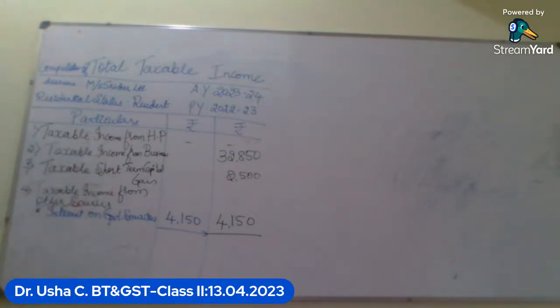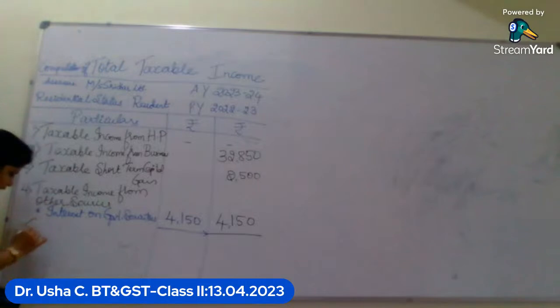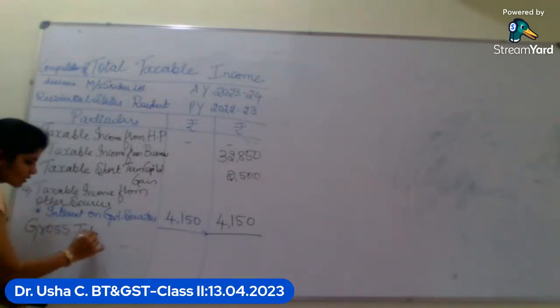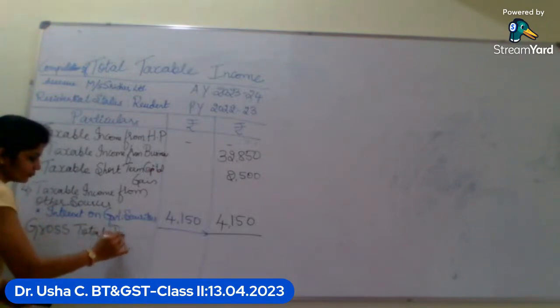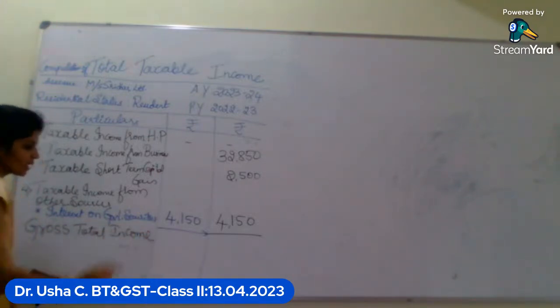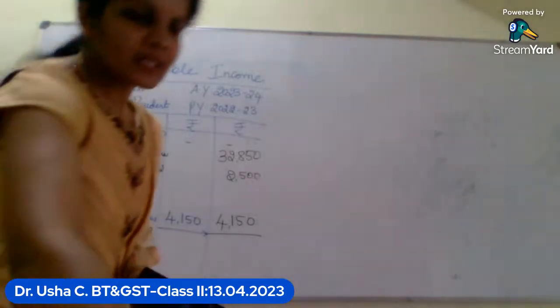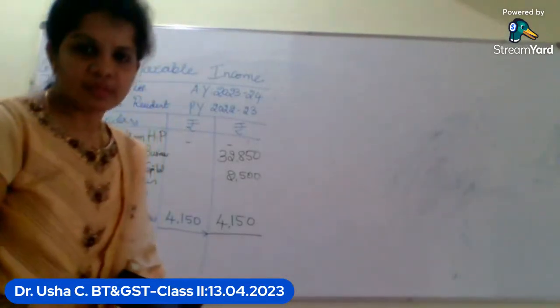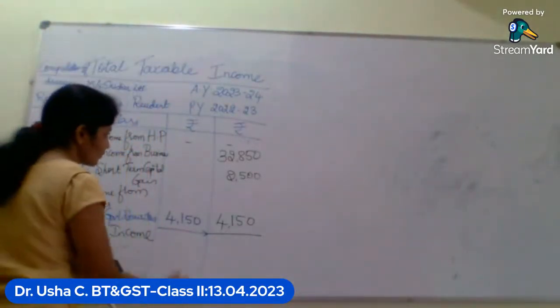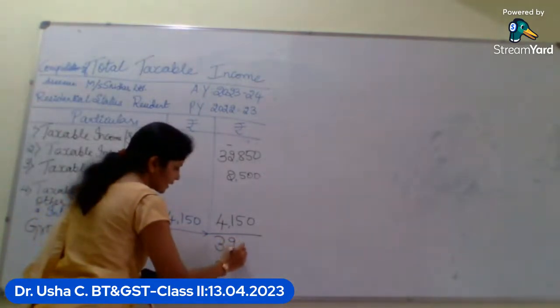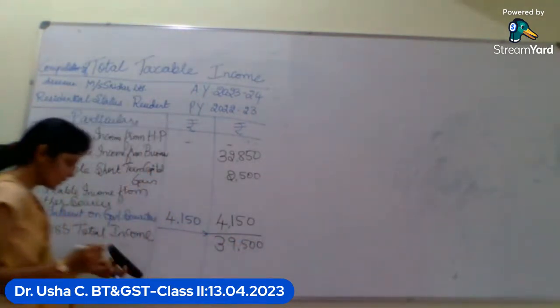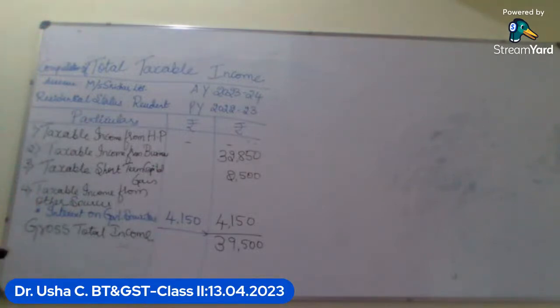Now just take the total and tell me what is the amount. That total is called gross total income. Can anyone tell me what is the amount of gross total income? 39,500. Okay. 39,500. For this, we have to give some deductions.